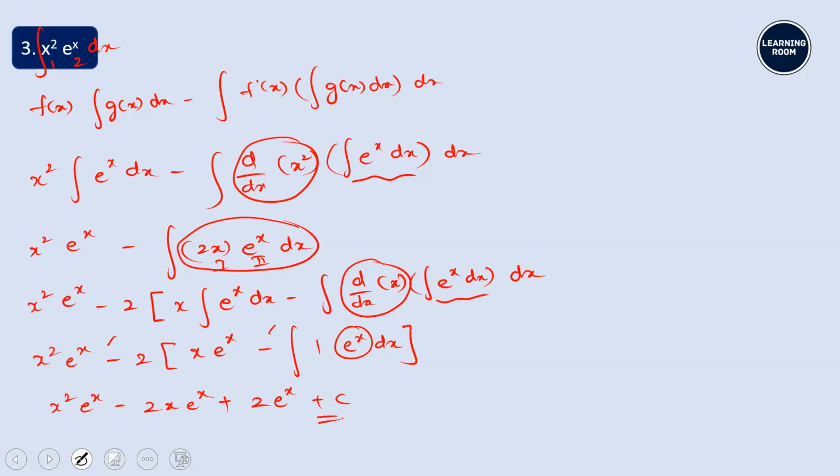That is why you need to apply by parts twice. Had it been x cubed, you would have applied by parts thrice. So depending on the power of x, you apply by parts. Okay. So this is from the perspective of algebraic and exponential function.